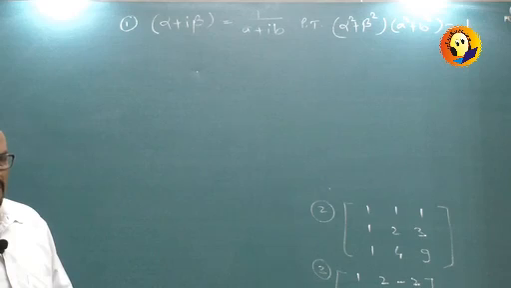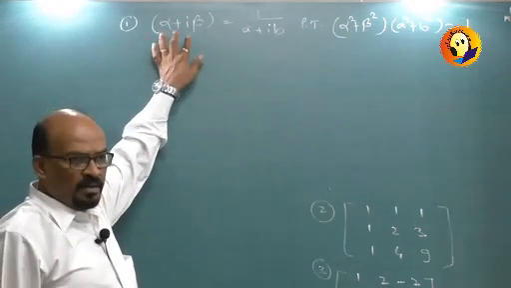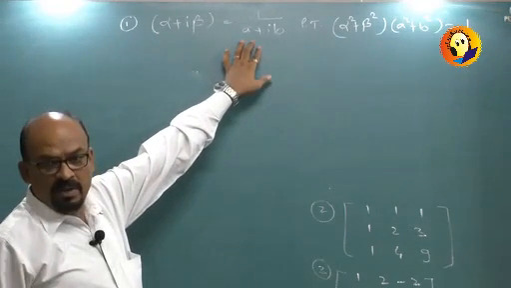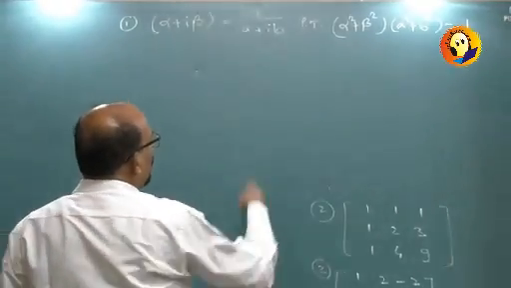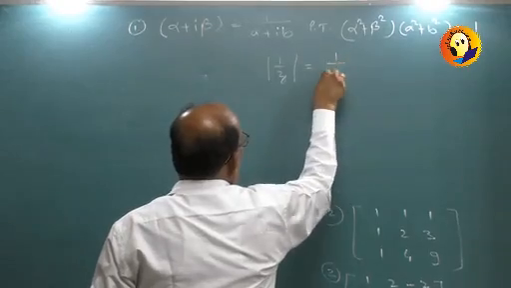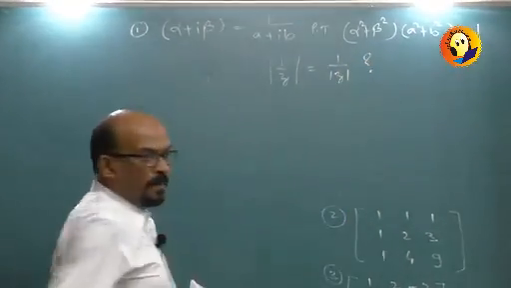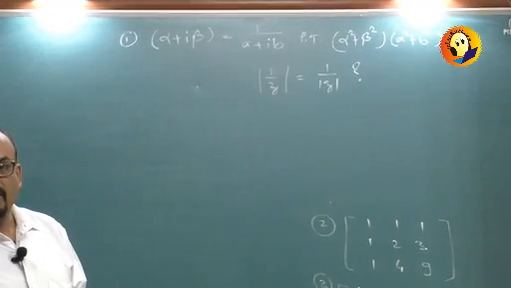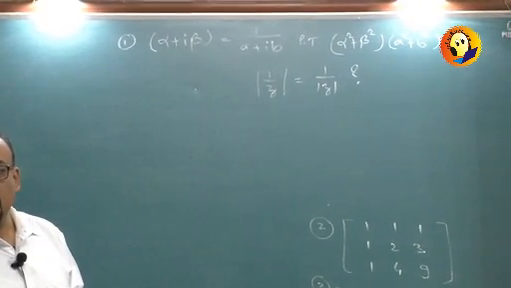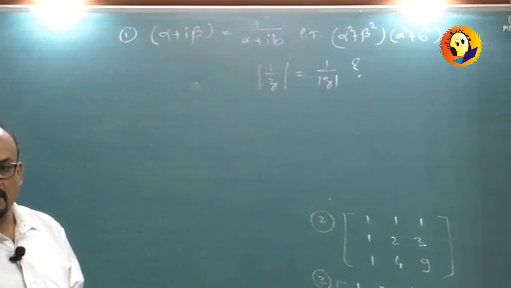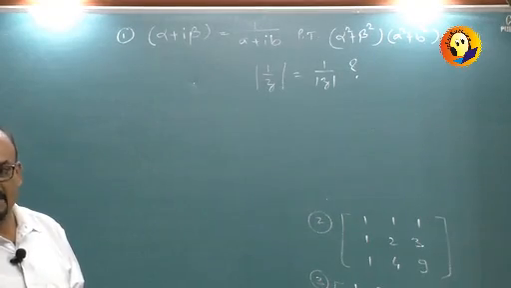Actually the simplest one, because if you take mod of left hand side, it will be root of alpha square plus beta square. Mod of right hand side will be... now this is what we want to know. If it is 1 upon z, its mod, will it be 1 upon mod z? Mod of 1 upon z, will it be equal to 1 upon mod z? Yes, the answer will be yes.